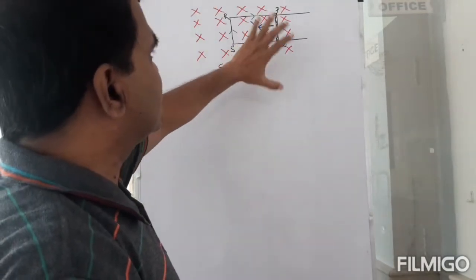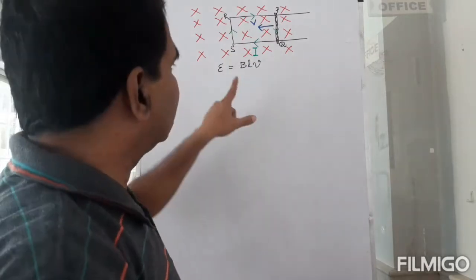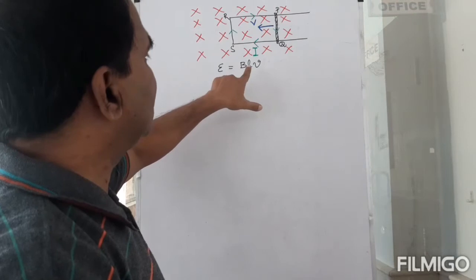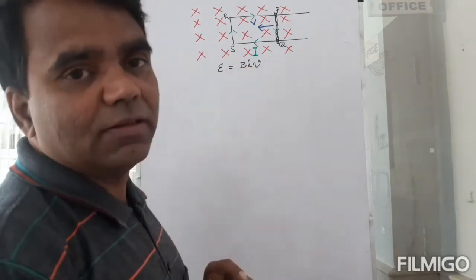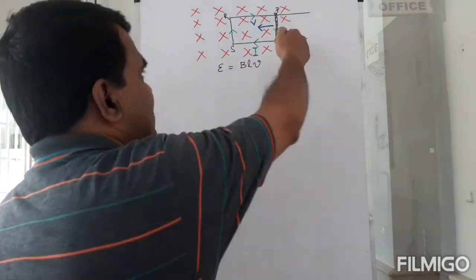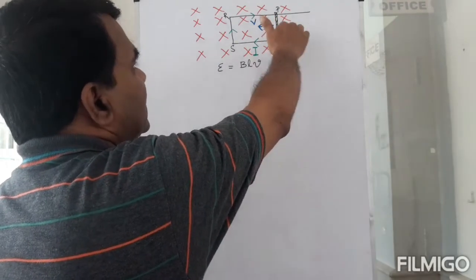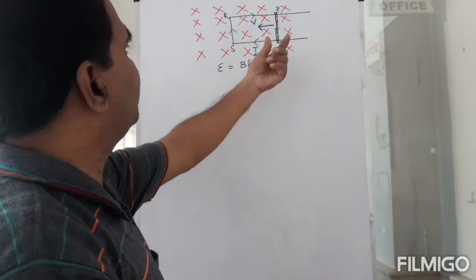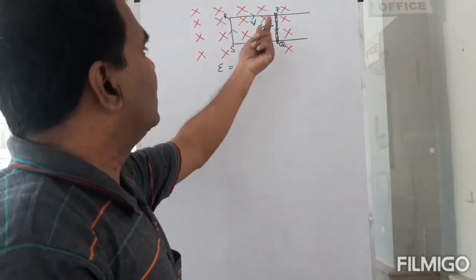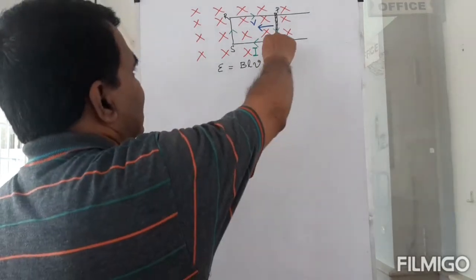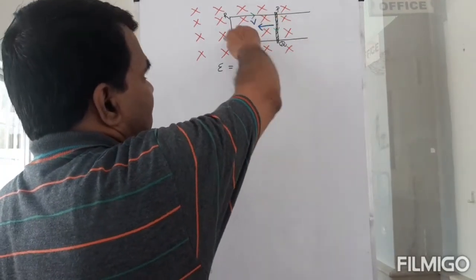So using this, we explained that the EMF induced in this will be BLV. So this is what we derived. And we also said that because of this, there will be a current going in this circuit. So the direction of the current is this.